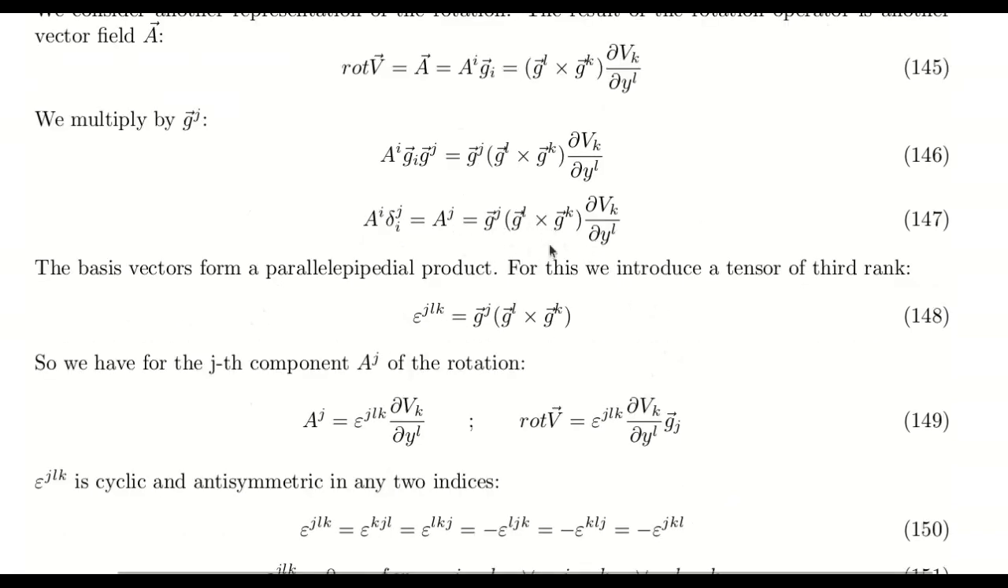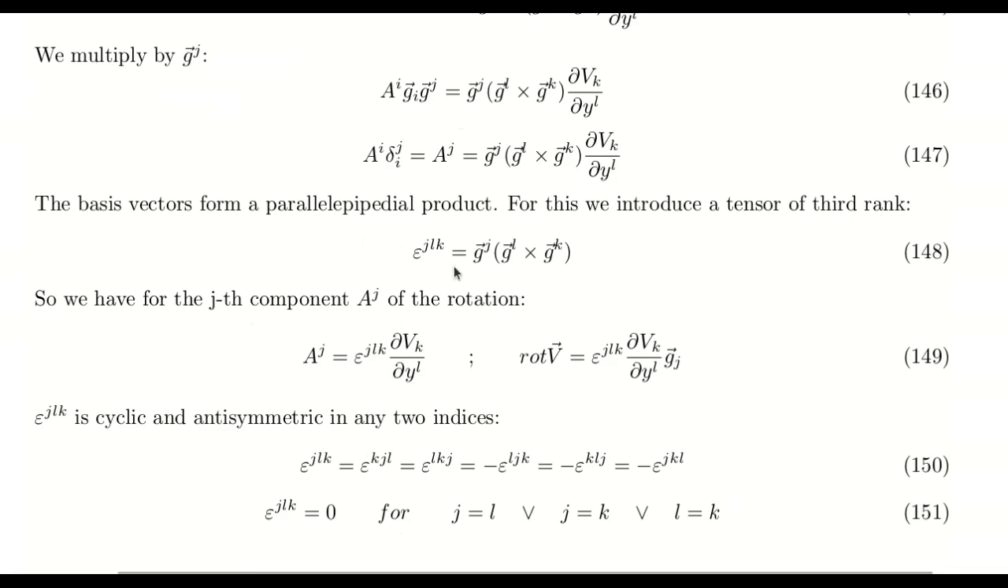And for this we introduce a new tensor. We call it epsilon. Epsilon, with the indices j, l, k. Here 148. For the j's component of a, aj, we can write now this. Aj is the epsilon tensor, and the differentiation of the vector field v with respect to the y coordinates.